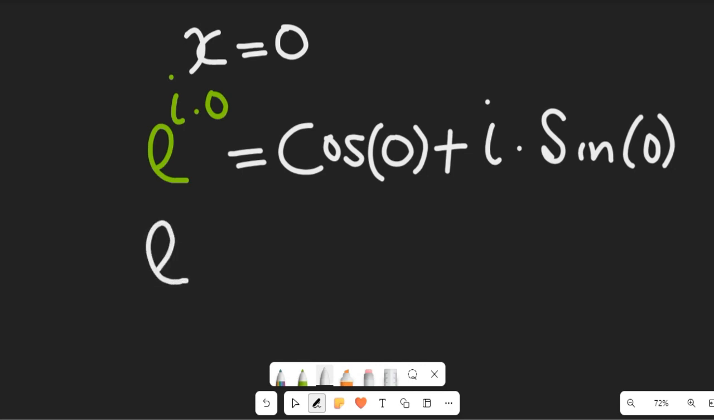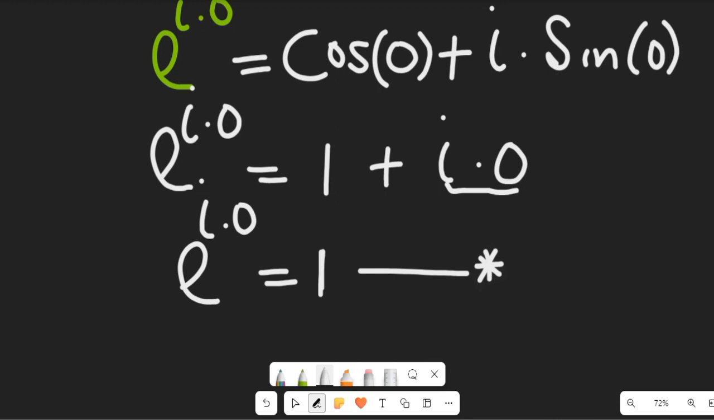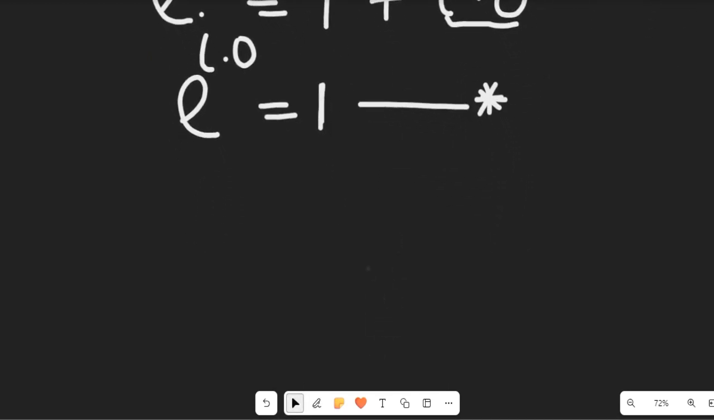The cos of 0 is going to give us 1, plus i multiplied by the sine of 0, which is 0. So if we multiply that, we're going to have e to the power of i times 0 equal to 1, because this multiplied by this is 0. So this is equal to 1, and we'll take that to be the result of that expression. Now, that is not the solution.